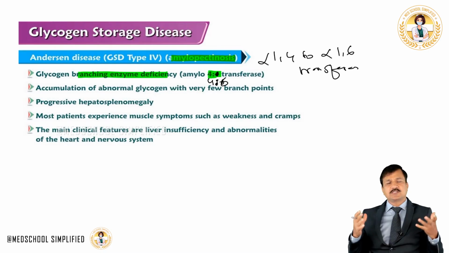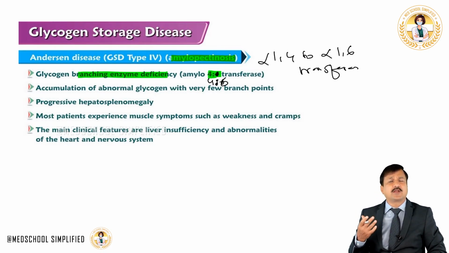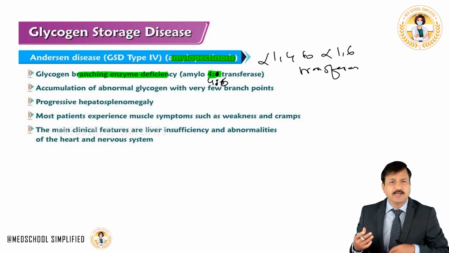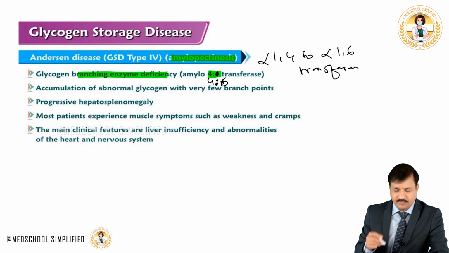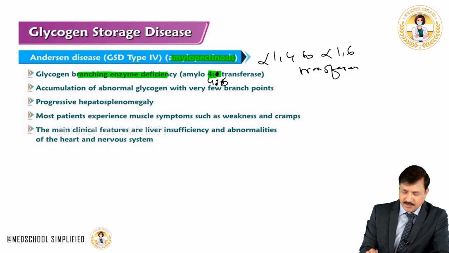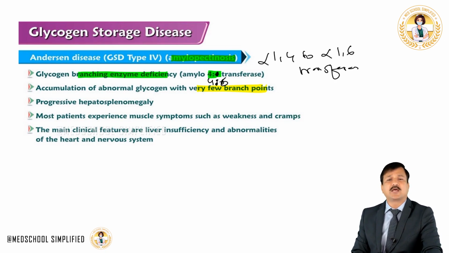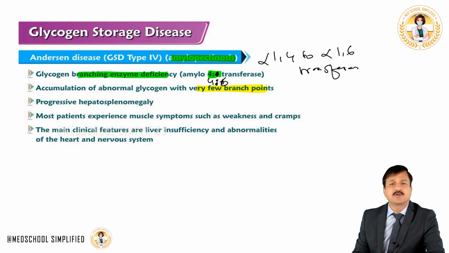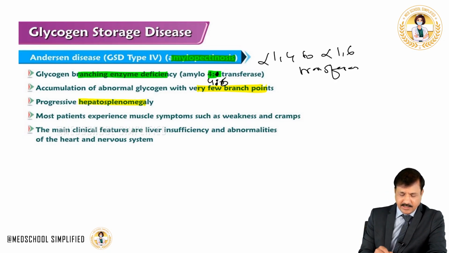So what happens if this enzyme is deficient? Branching enzyme is deficient means what? What kind of glycogen do you see being accumulated? It is the accumulation of an abnormal type of glycogen with very few branches. Because branching enzyme is deficient, very few branches are there in the type of glycogen that you are going to see, right? So it leads to progressive hepatomegaly.